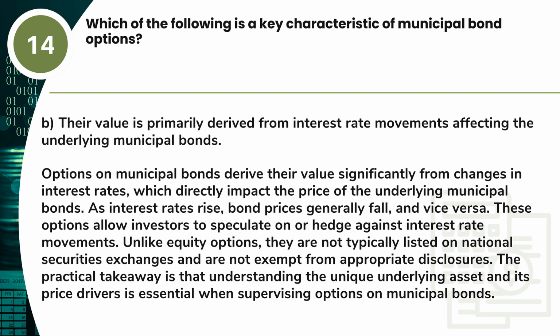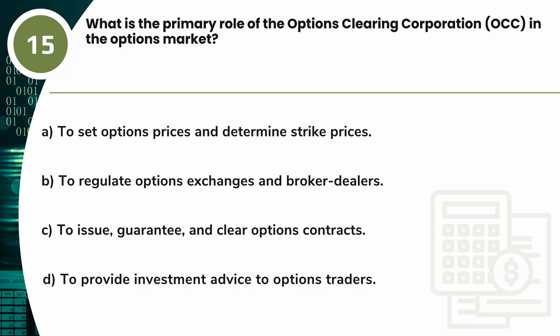The practical takeaway is that understanding the unique underlying asset and its price drivers is essential when supervising options on municipal bonds. Question 15. What is the primary role of the Options Clearing Corporation (OCC) in the options market? A. To set options prices and determine strike prices. B. To regulate options exchanges and broker-dealers. C. To issue, guarantee and clear options contracts. D. To provide investment advice to options traders.